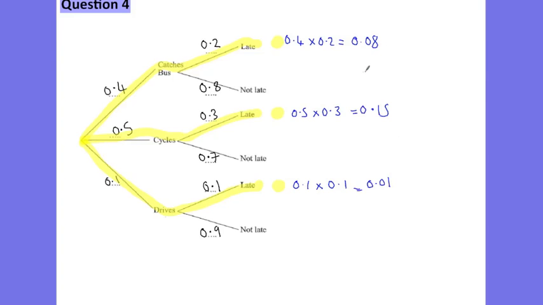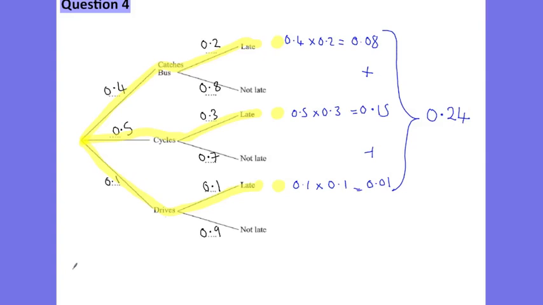Once we have the 3 probabilities, we must add them up to find the total probability of being late, 0.24. We're then told that Joan was late on Monday. She was late. Work out the probability that she caught the bus.